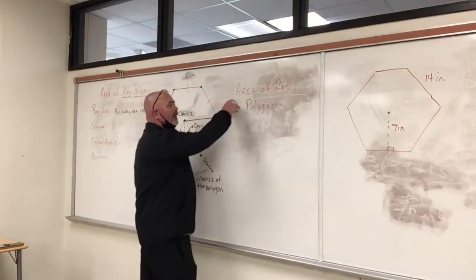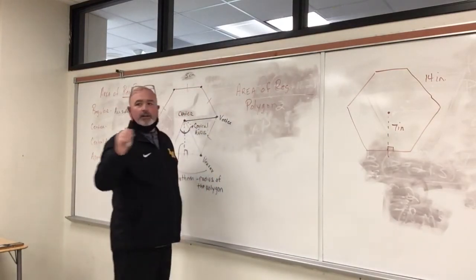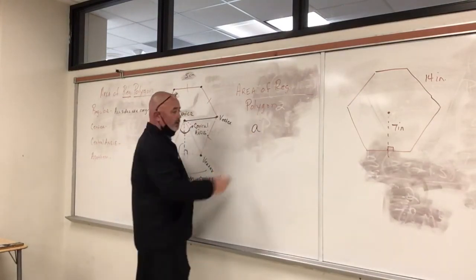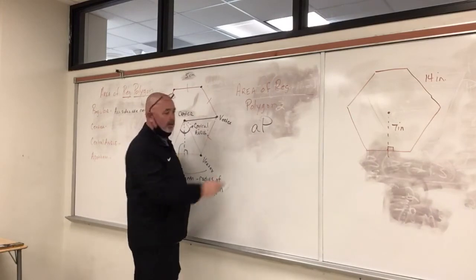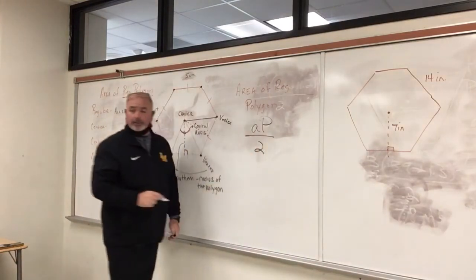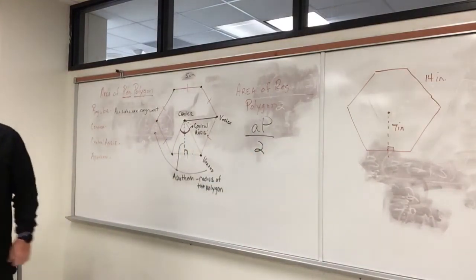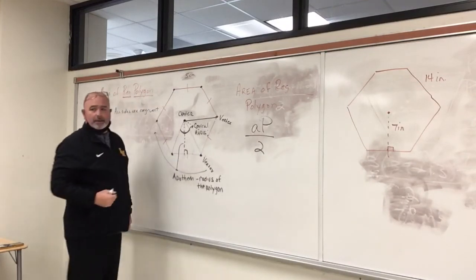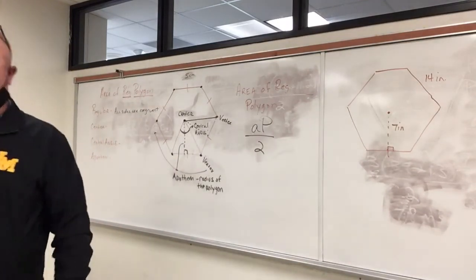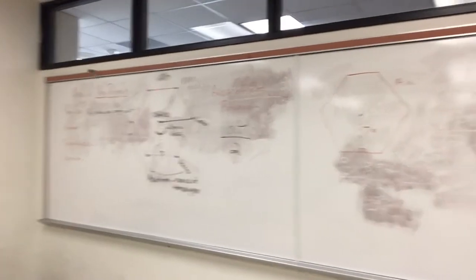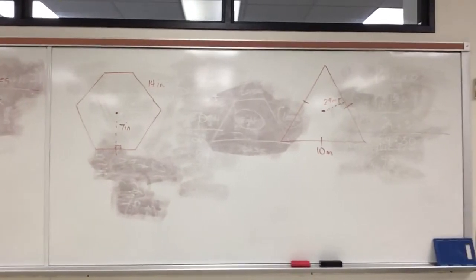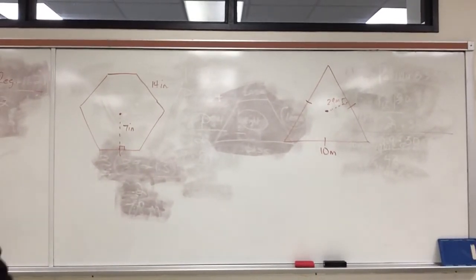All right, so to find the area of a regular polygon, the formula is this. You take the apothem, and you multiply it by the perimeter, and you divide all that by 2. Real simple, real easy. Take the apothem, multiply it by the perimeter, and divide by 2. Now let's do 2 examples.